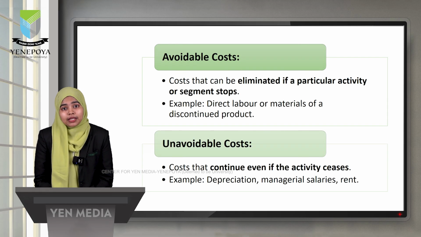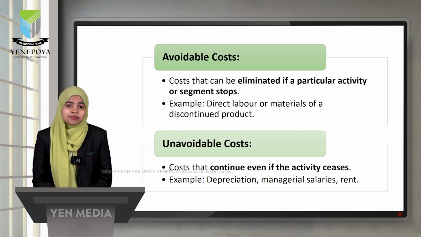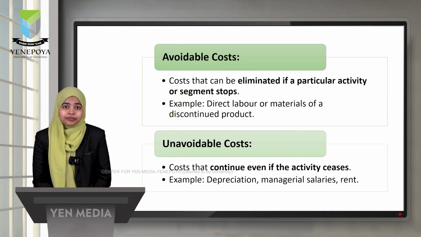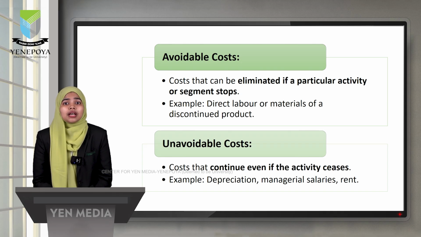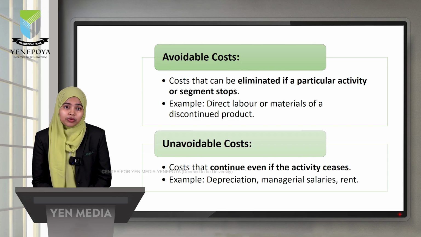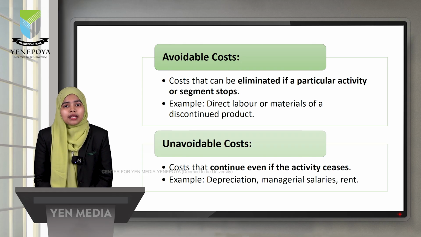Next, based on the avoidability, cost can be classified into avoidable and unavoidable cost. Here we have two contrasting types of cost. Avoidable cost can be eliminated if a particular activity or department is stopped. For example, materials or labor specific to a particular activity. Whereas unavoidable cost will continue even if the operation stops, like rent or salaries of permanent employees. Understanding these helps managers decide whether to continue or discontinue a service, a product line or a department.